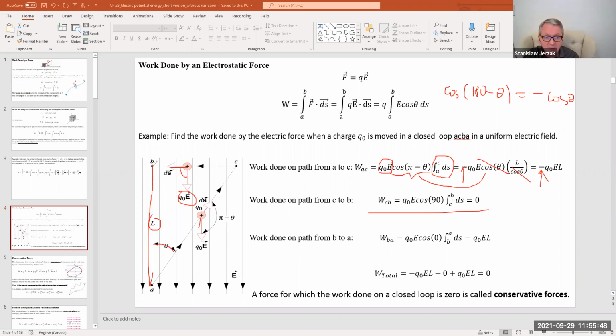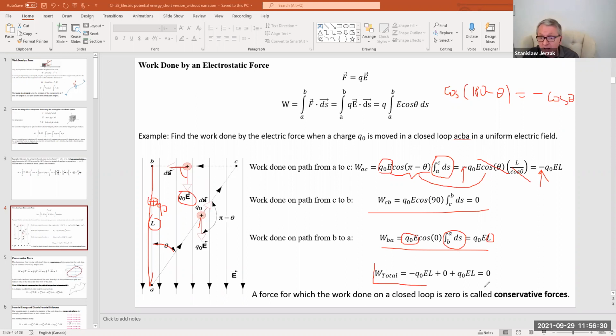And then we can calculate work from B to A. So here the positive charge Q0 moves down, and displacement is parallel to the electric field. So from B to A, the work would be equal to Q0E, cosine of 0, times the distance from B to A. That integral ds from B to A is just distance BA, which is designated L. So here the electric force would do positive work. And when I move the charge with my hand, I would do negative work.